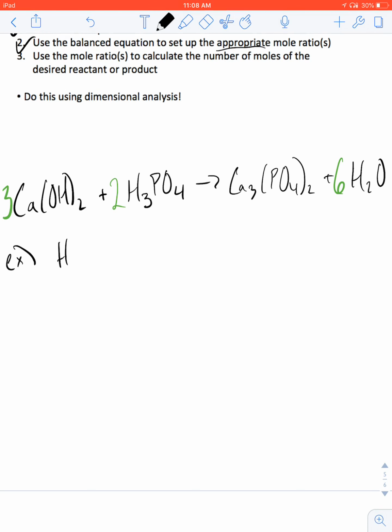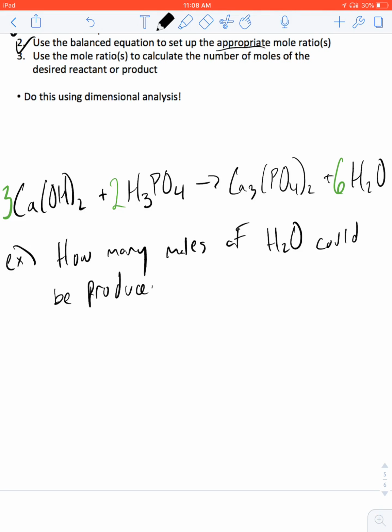Let's say how many moles of, let's do water, how many moles of H2O could be produced if we have, I don't know, 9.7 moles of calcium hydroxide. That sounds good to me.